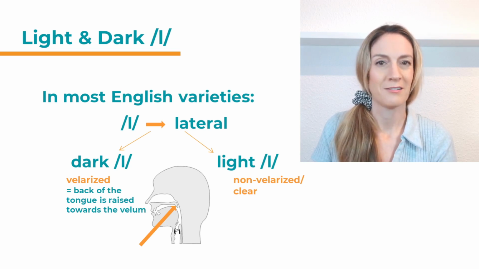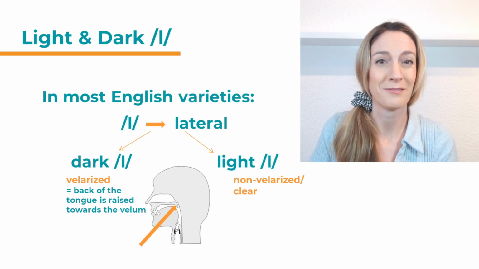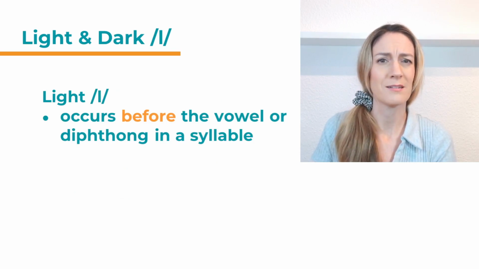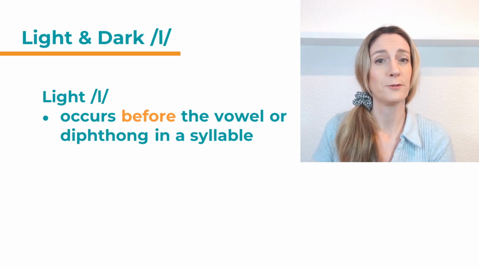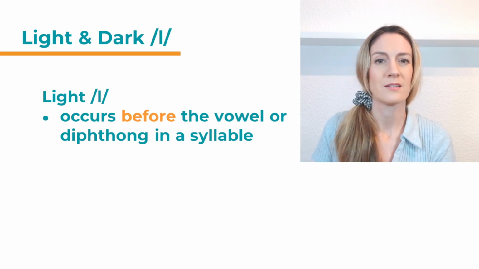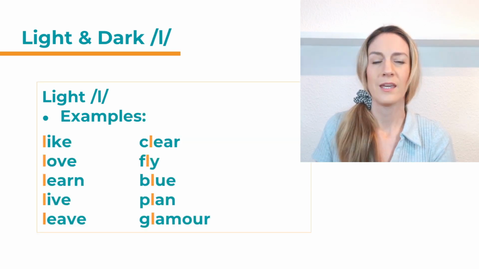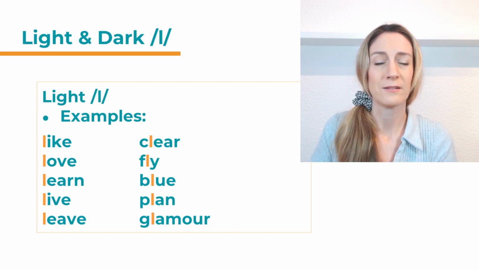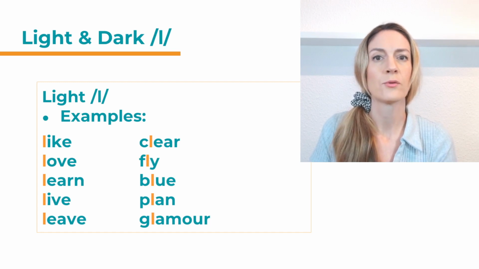Now it's all very theoretical, so I suggest we have a look at a couple of examples. Let's have a look at the light L first, because to be honest, I think this is a little bit easier. So the light L sound always occurs before the vowel or the diphthong in a syllable. So it's always at the start of the syllable. Here are some examples. I'm sure you know these words. Let's practice saying them. And while I say them, I want you to repeat, and I want you to notice the position of your tongue.